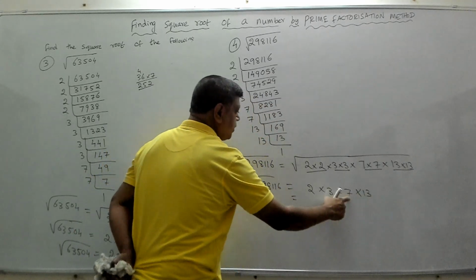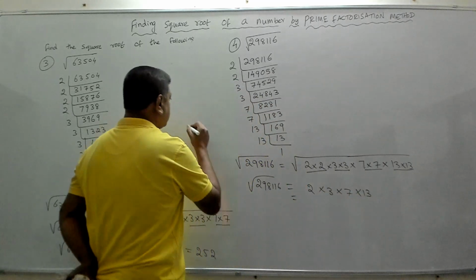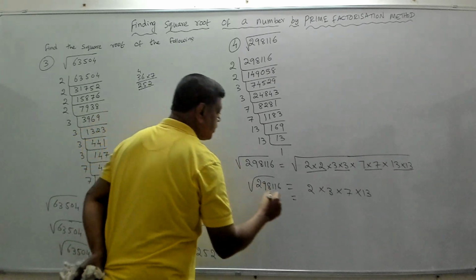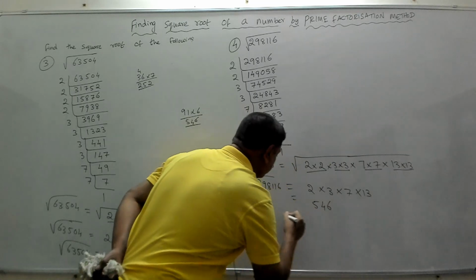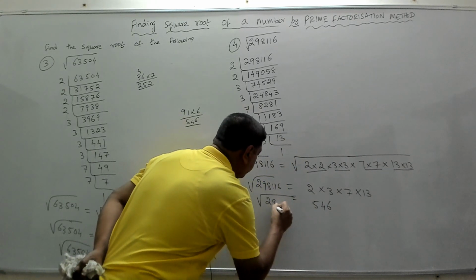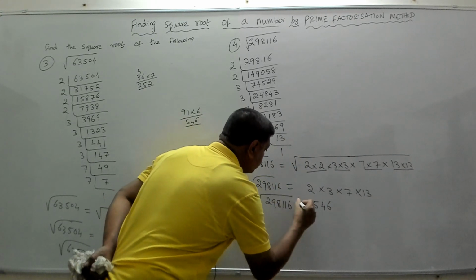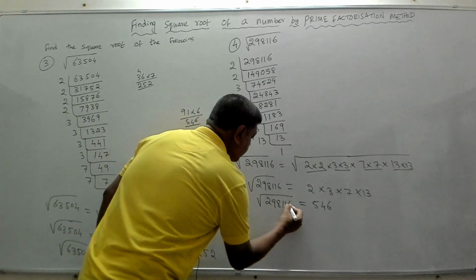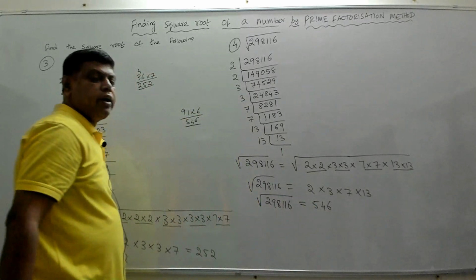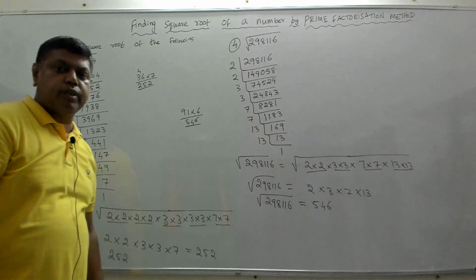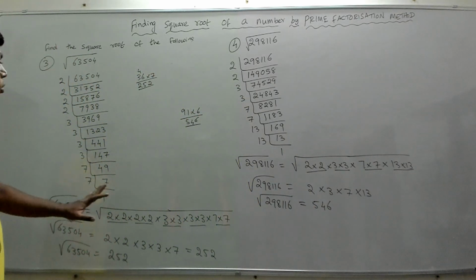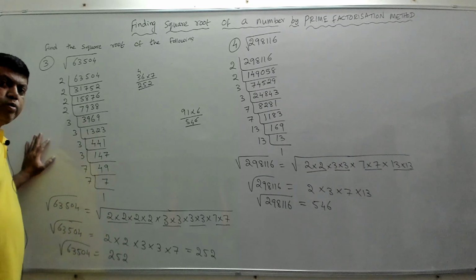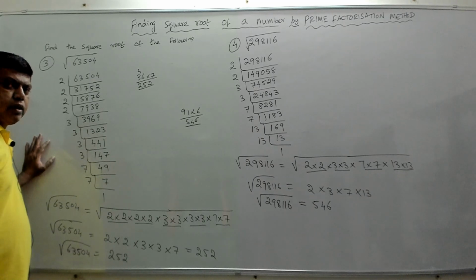Now what is the square root? We have to multiply. 13 times 7 is 91. 91 into 6, what is 91 into 6? 546. So 546 is the square root of 298,116. So the square root of the number 298,116 is 546. Fine. So this is how we find the square root of any number using the prime factorization method.